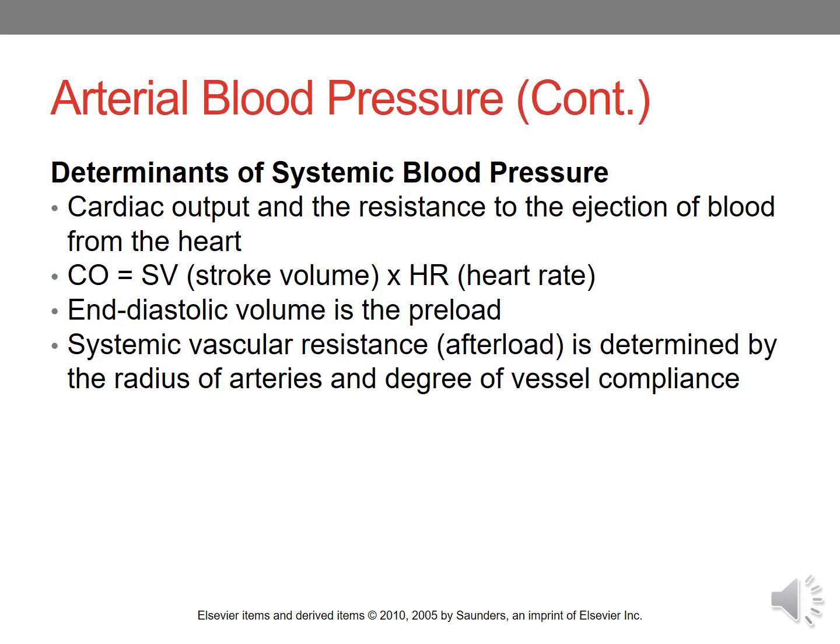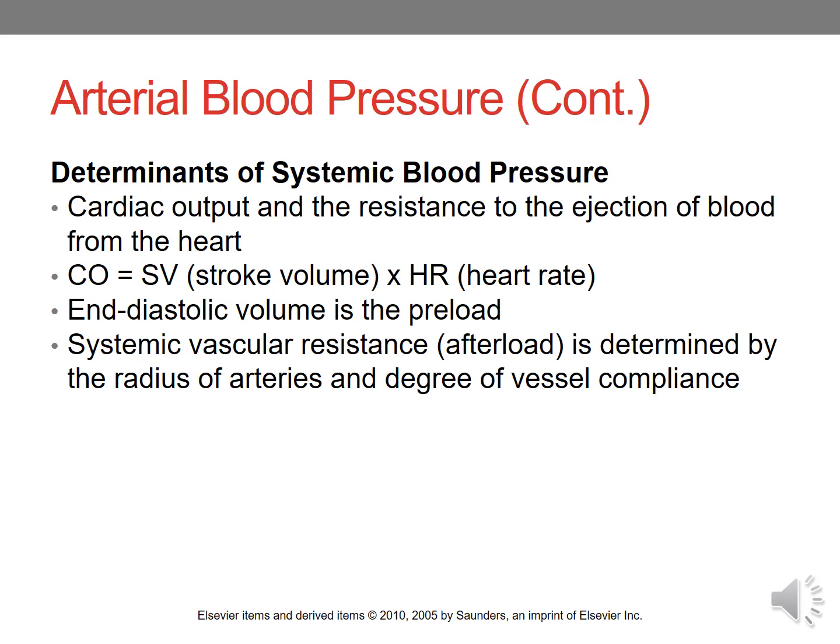So there are a few determinants when we're discussing systemic blood pressure. One factor is something called cardiac output, and the resistance to the ejection of blood from the heart. I will tell you this now, it is extremely important to make sure you know this equation. CO, which stands for cardiac output, equals SV, stroke volume, times HR, the heart rate. This concept is extremely important to know.